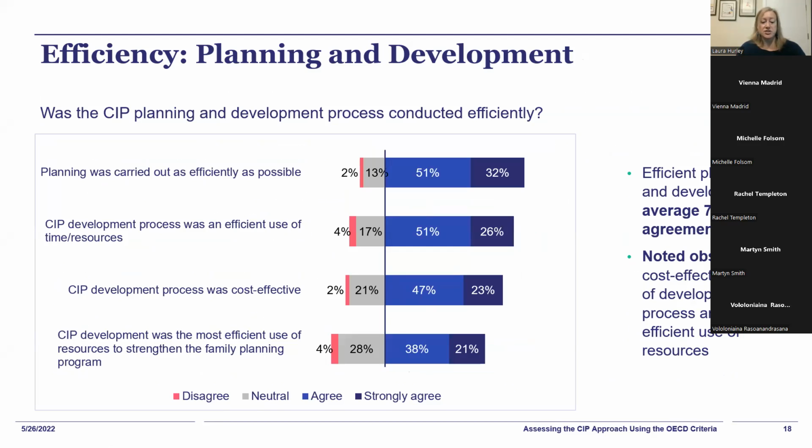So we defined efficiency as the extent to which the CIP delivered results in an economic and timely way. So I divided these comments into the same categories as effectiveness. For this first slide, we see respondents felt CIP planning and development processes were carried out fairly efficiently with an average of 72% agreement. The bottom statement, which says CIP development was the most efficient use of resources, received the lowest agreement. So while efficiency doesn't seem to be a huge challenge, there's certainly room for improvement. Next slide.